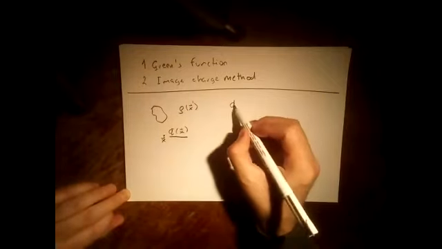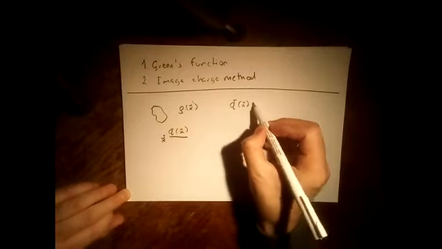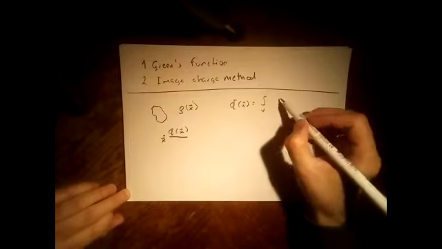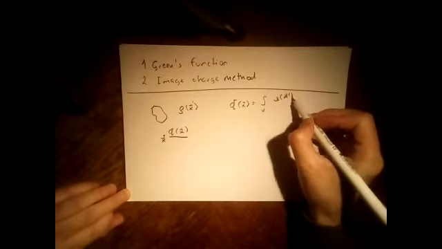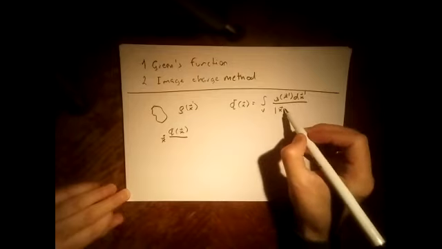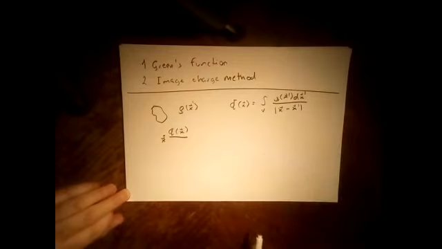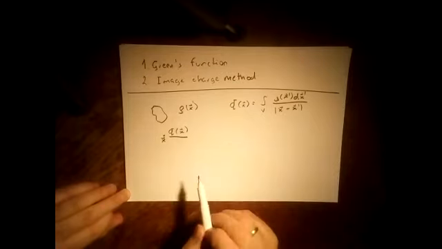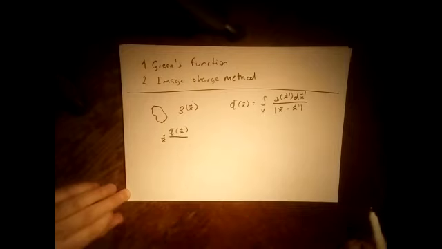In this case, you can write phi of x as an integral over the volume of rho of x prime dx prime divided by the magnitude of x minus x prime. So basically, we have a way of connecting the charge distribution to the potential. That's the essential step in solving a wide class of problems.